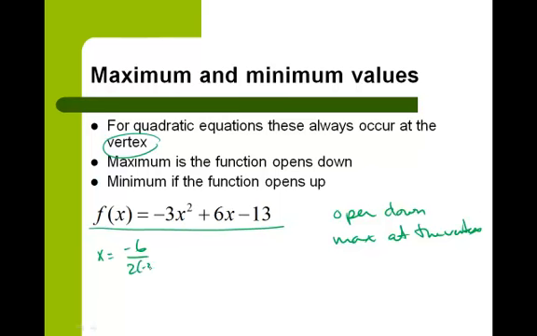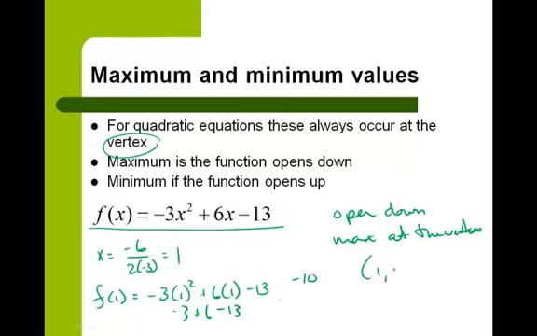Now, since this is in general form, I'm going to find the vertex by doing negative b over 2a, which happens to be 1, and then if I find f of 1, in other words, plug in the x value to get my y value, the vertex is negative 3 plus 6 minus 13, and that would be negative 10. So at the point 1, negative 10, I should have a maximum. It opens down, so my graph will go this way. So my maximum value, the highest point on this graph, is negative 10.